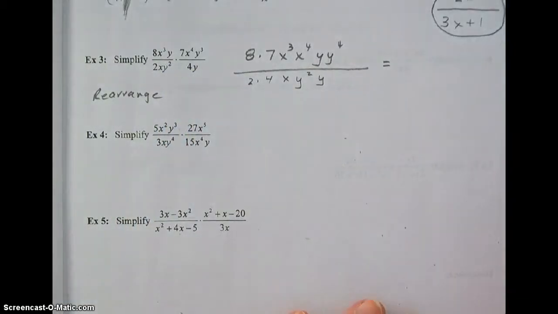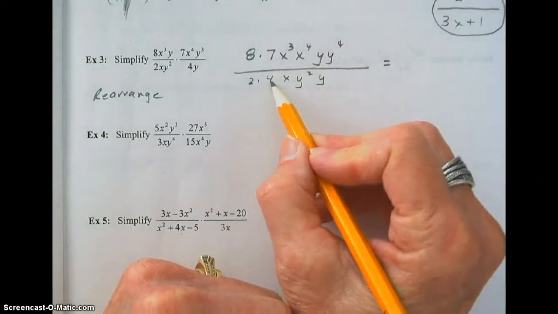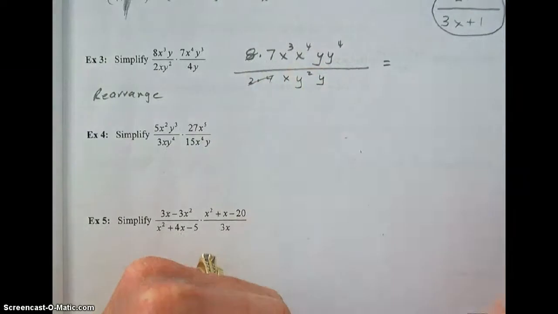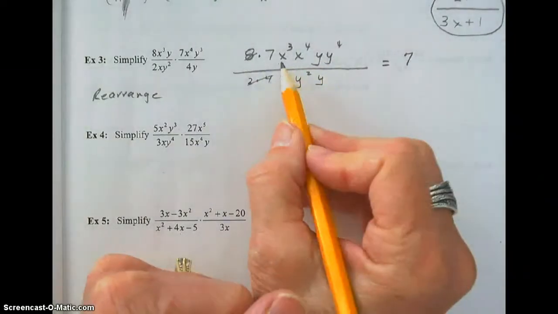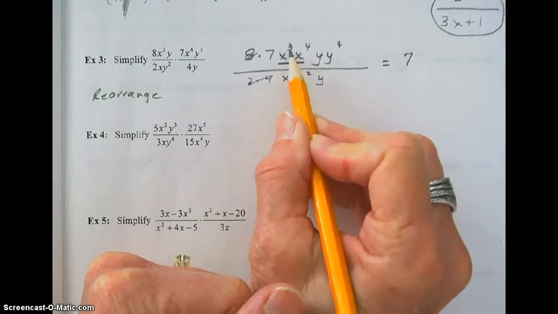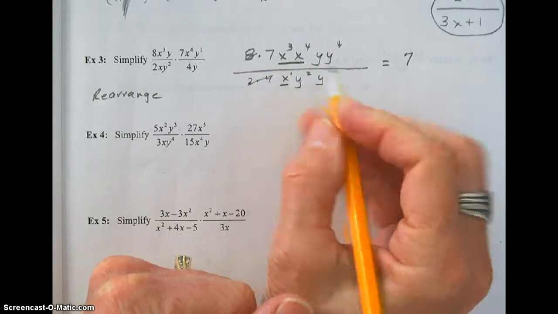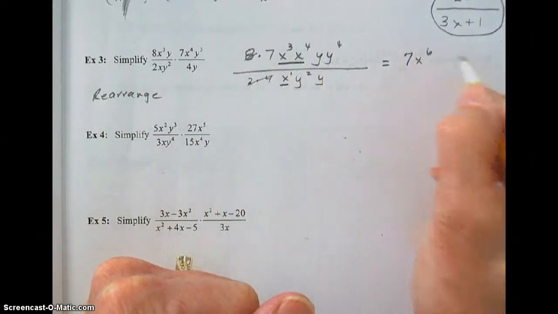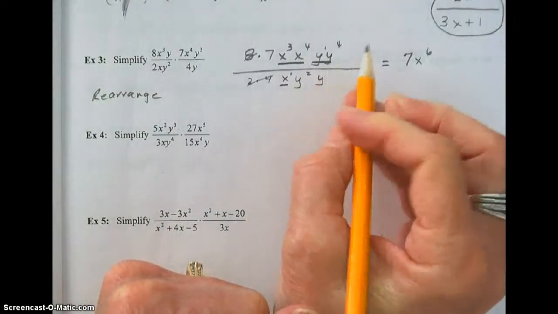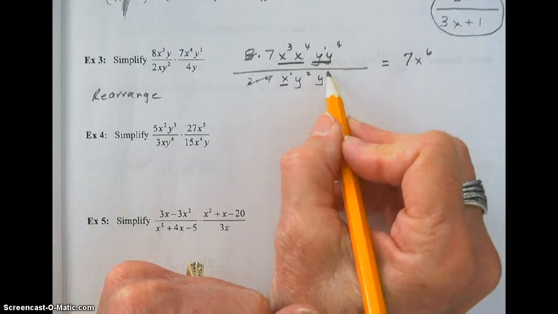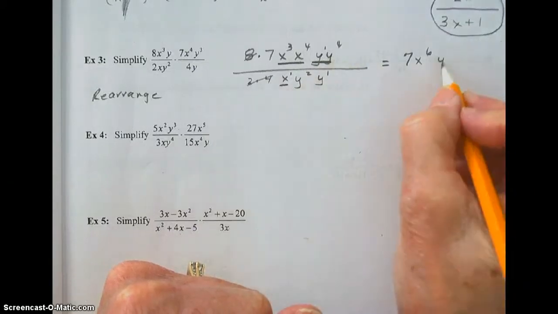So to simplify, we can see that 2 times 4 is 8, and 8 over 8 is 1. So we'd have a 7 as our number. Let's remember our rules of exponents. If we have x cubed and x to the 4th, we'll have an x to the 7th. But this is all over x to the 1st, so that'll give us an x to the 6th as our final answer. And here we have a y to the 1st and a y to the 4th. That would be a y to the 5th. And on the bottom we have a y cubed, so y to the 5th over y cubed would be a y squared.